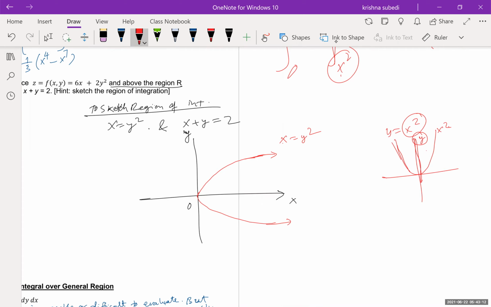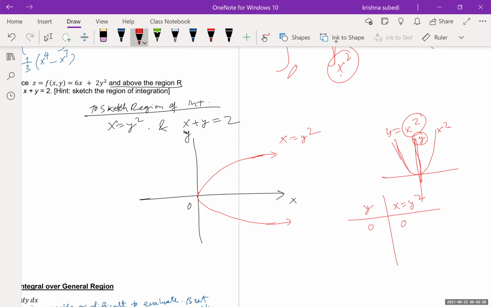But if you don't know how to draw the graph, the easiest way is to plug in a couple of values. Let's say you want to draw the x equals y squared graph. What you can do is y is your independent variable. So suppose y equals 0 and x equals 0. So you'll have 0, 0.